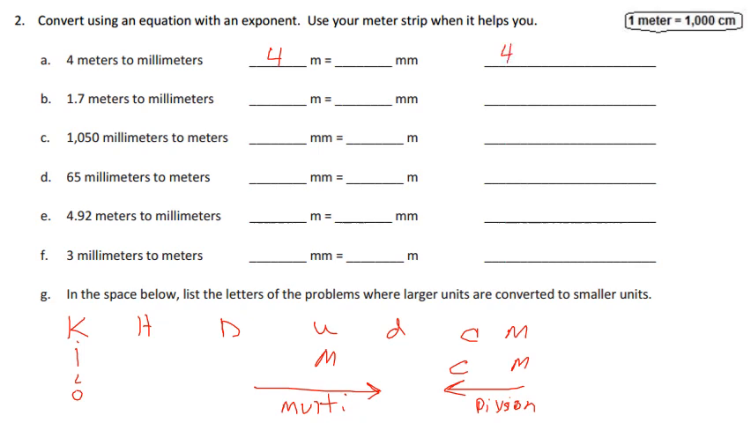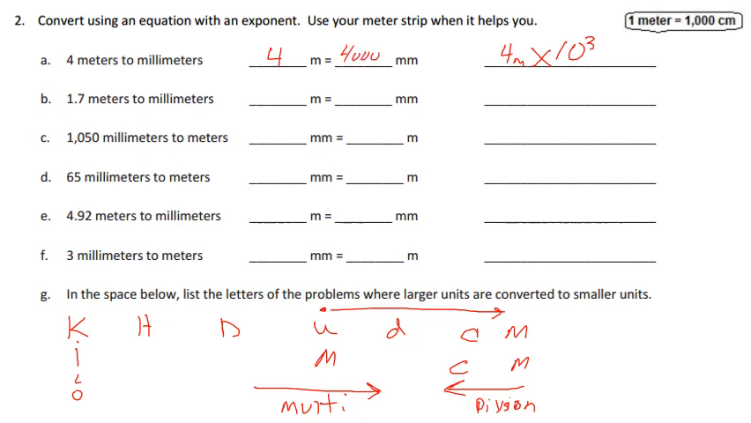So 4 meters. Now going from meters to millimeters, that is going from left to right, which is multiplication, because I'm going from a larger unit to a smaller unit. And it's 3 positions this time. So 3 positions is going to be 10 to the third. Well, we know that means 1,000. So 4 meters times 1,000 would give us 4,000 millimeters.